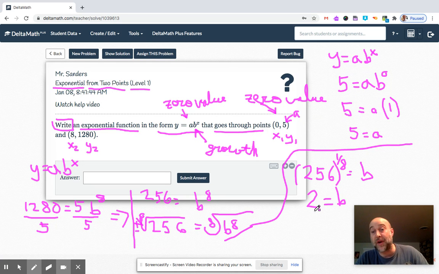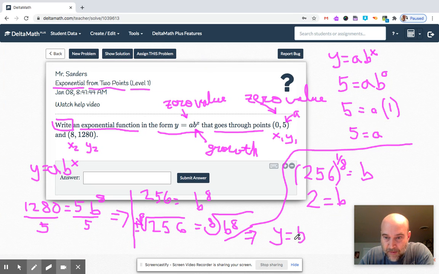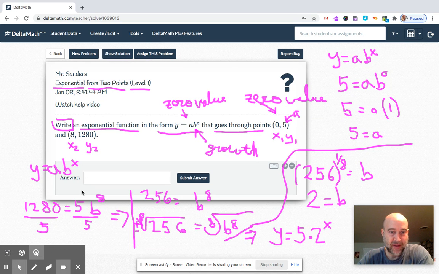Okay, and then we would just plug those last things in. Don't forget what we're doing here is we're trying to find the exponential equation. So that means our final y equals a b to the x would be: a is 5, b is 2, and x is our exponential variable. Okay, let's go ahead and just plug things in.